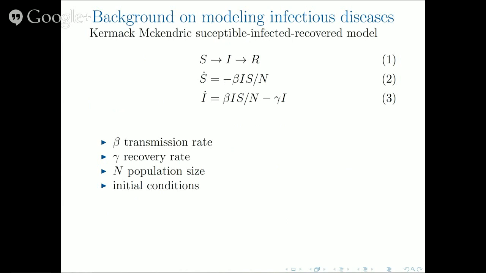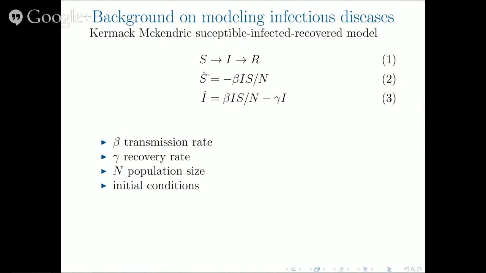So before I talk about how we can relate effective size to epidemics, I'm going to go through a few slides that introduce the basics of mathematical modeling of infectious diseases, because I think most of the people tuned in are population geneticists and phylogeneticists. So I'll describe one of the most simple epidemic models, which is known as the Kermack-McKendrick susceptible-infected-recovered model.